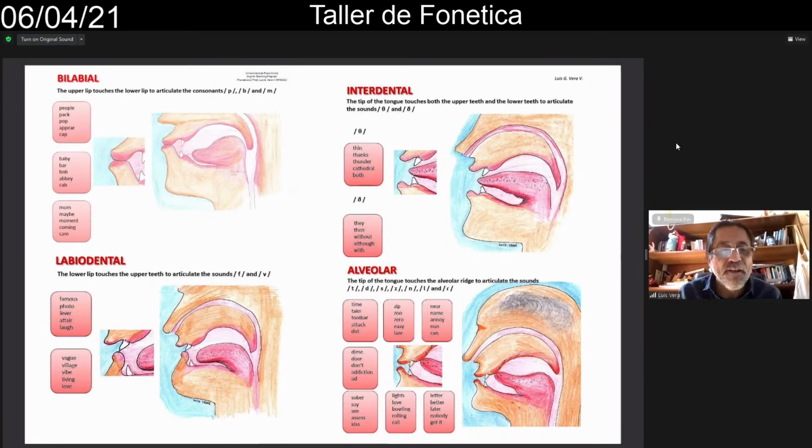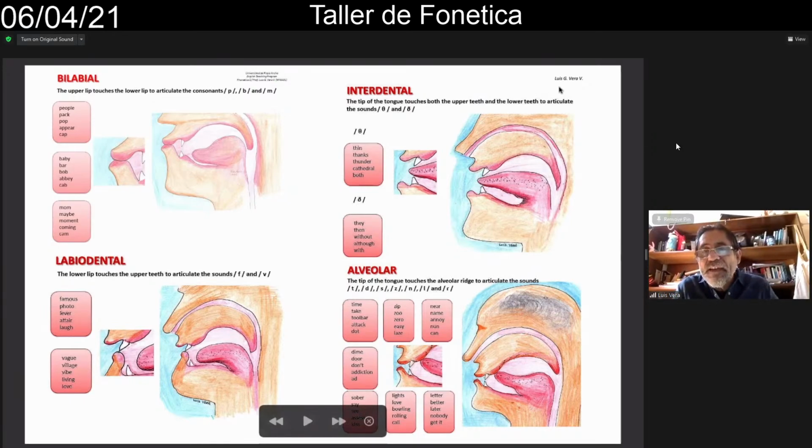Now you should repeat. One, two, three. Famous, photo, fever, affair, laugh, vague, village, vibe, living, love. These are the labiodental sounds.